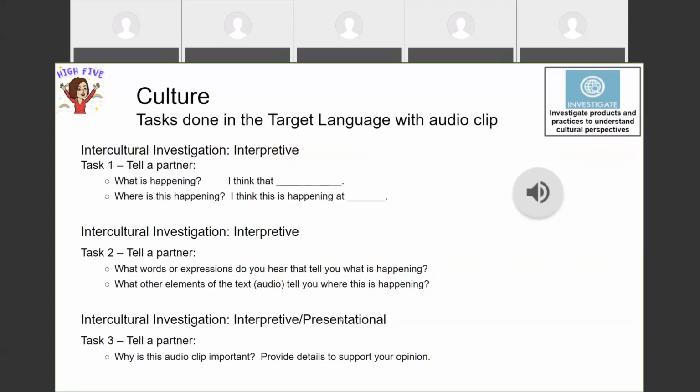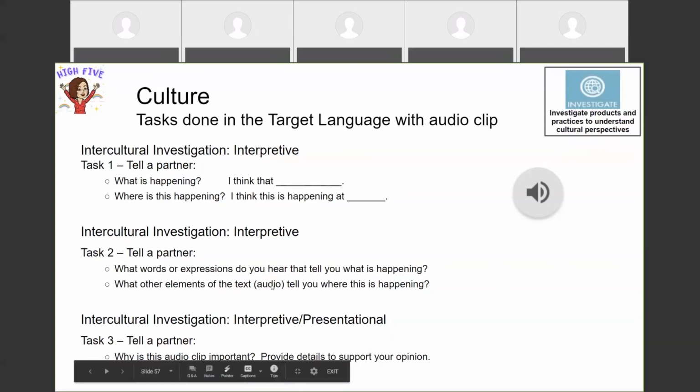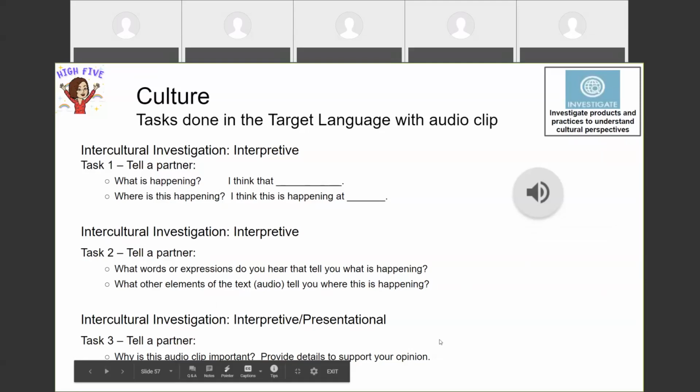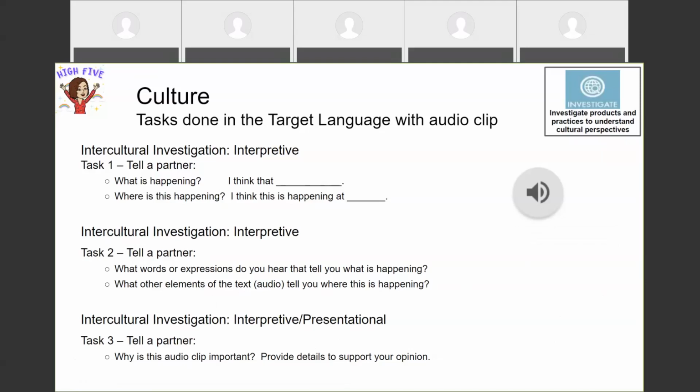And then they're also going to be listening for what other elements might be in this text, in this case, this audio, that tell you where this is happening. They might hear the cheer of the crowd. They might hear a sports announcer getting really excited, that kind of thing. And then the next time that they would listen to the clip again, this is going to take them definitely a little bit further towards that intermediate level proficiency and get into the values of the perspectives.